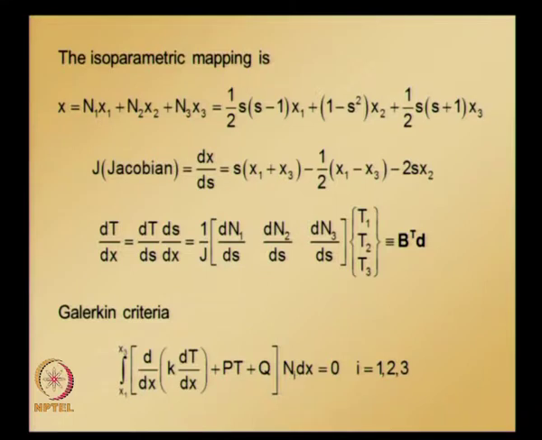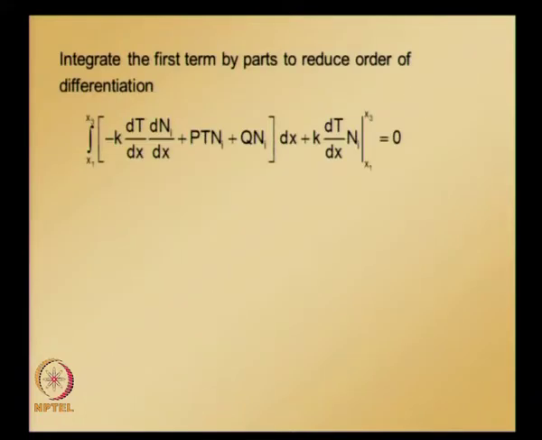Expanding this, or before doing that, we can notice that in the first term inside the integral a second order derivative is involved. So we can apply integration by parts, integrating the first term by parts to reduce the order of differentiation. We get this. We have seen this kind of procedure earlier when we were solving problems using Galerkin criteria, so the same procedure can be adopted to do this integration by parts.